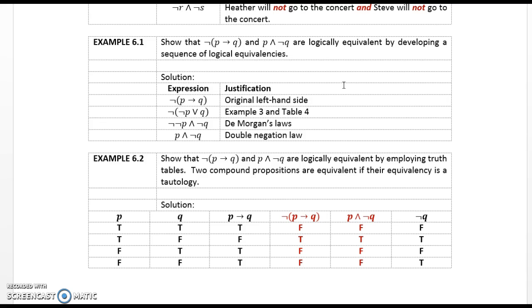So we begin in this case with the complement of the expression P implies Q. Then what we do is we take example 3 from table 4 and transform that to the complement of not P or Q. Then we apply De Morgan's laws, and we finally end up on the last row, the double negation law, and that arrives at our right-hand side of what we wanted to find.